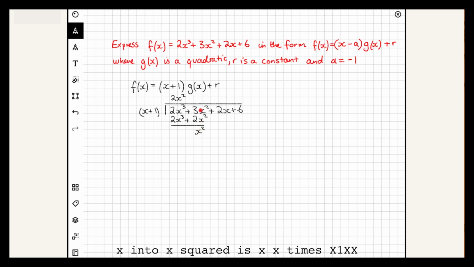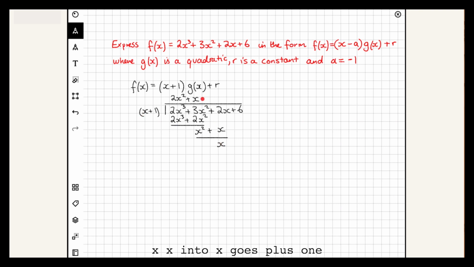x into x squared is x. x times x obviously is x squared. x times 1 is plus x. Let's take that away. 2x take away x makes x.